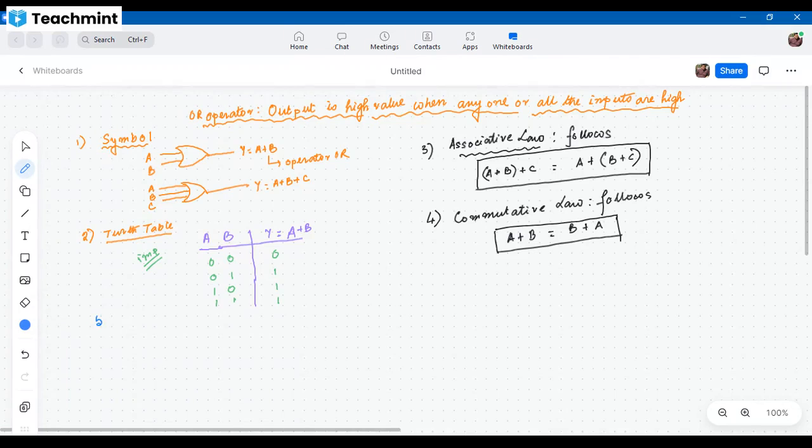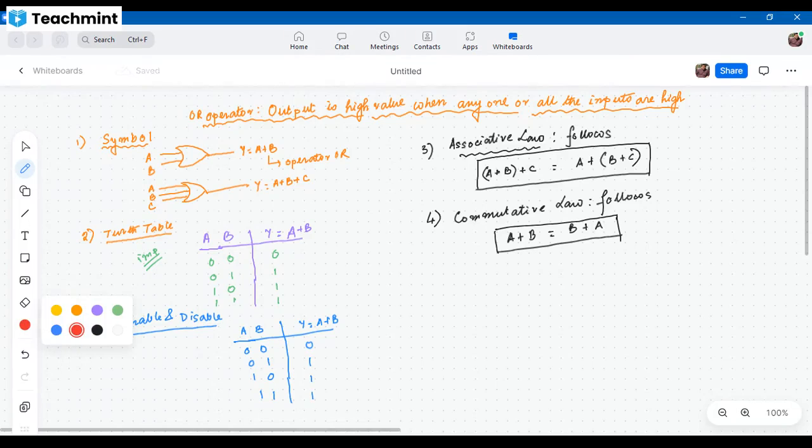Now is our enable and disable. Enable and disable. So for enable and disable, let's see the truth table again. A and B and Y is equal to A plus B. So 0 0, 0 1, 1 0 and 1 1. So the answer is 0, 1, 1, 1. Now let us group the first two. If I take the first two grouping, I see there is a change in the output, and the output is nothing but what is in the next input, that is reflected.